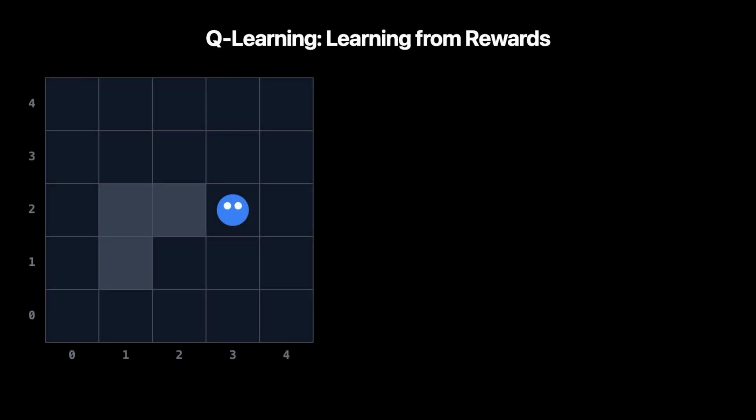Imagine a robot navigating a maze. At each position, it can move up, down, left, or right. Some paths lead to the exit and earn a reward of 10 points. Others lead to dead ends with 0 reward.